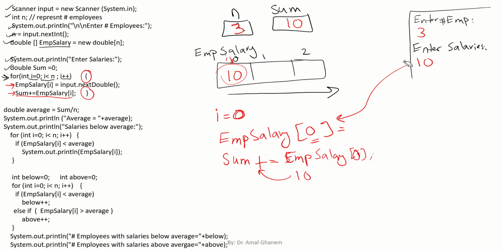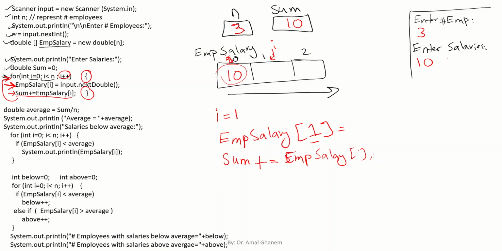So now I will have to do the same thing, but instead of I equals 0, we will increment I, because we have to go to the beginning of the loop and increment I. So the value of I will be 1, which means now I is pointing to location 1. So when we say go and read the value and save it in location I, it means go and read the value and save it in location 1.